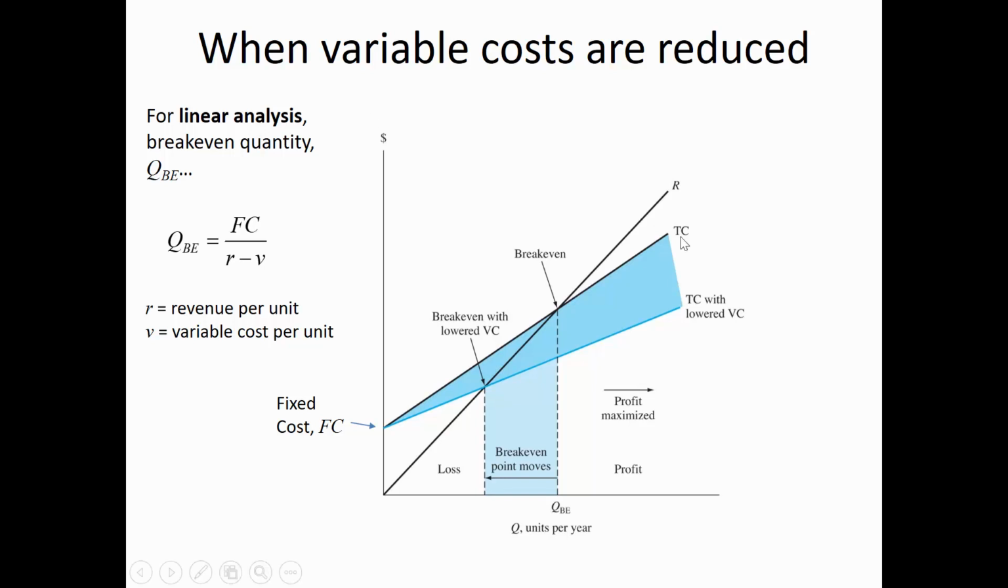And so the concept here is a reduction in variable costs moves the break-even point to the left. So it means you have to sell fewer items to break even. If your costs are lower, you don't have to sell as many things before you begin to get into the profitable territory.